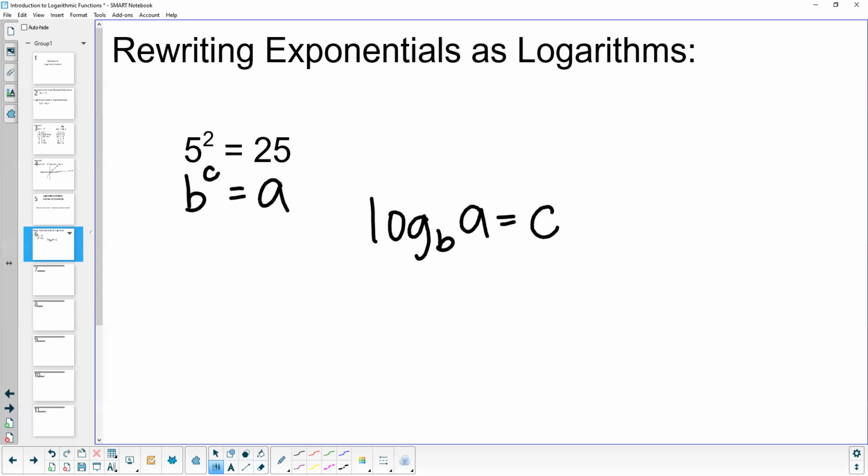So what happens is as we're rewriting this exponential as a logarithm, we're going to say that this exponential tells me that I really have a logarithm of base 5 of 25 is equal to 2. So what this says is if I have 25 and I'm dividing it by 5, how many times will I divide it by 5 until I get to 1? And the answer is 2 times. That's what a logarithmic function is: how many times can I divide this number by my base until I get to 1. So that is how we can rewrite this.